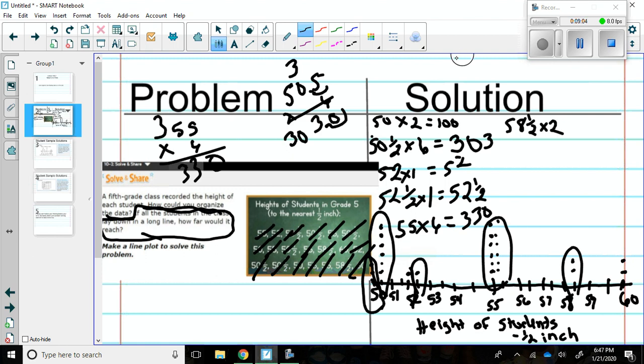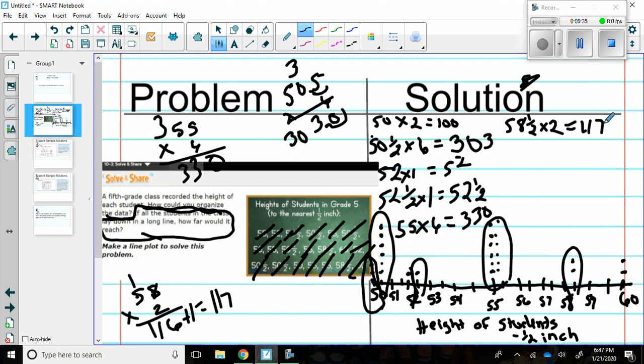Again, more math. Oh, that's not a good place to do it. Okay, let's do it over here. 58 times 2. 8 times 2 is 16. Carry my 1. 5 times 2 is 10 plus 1 is 11. So 116, and I know a half plus a half is 1 whole. So then that total would be 117.